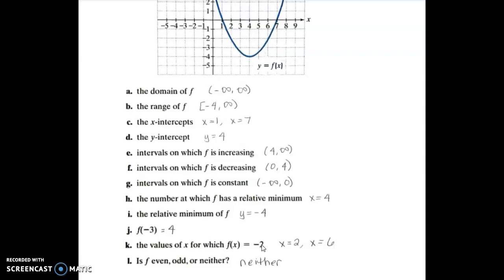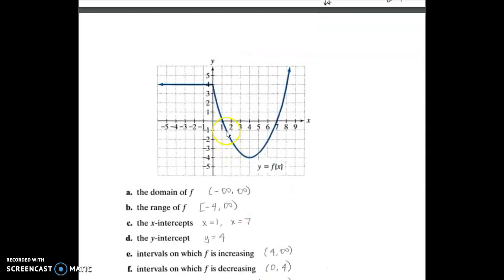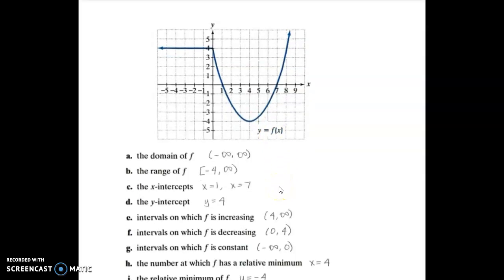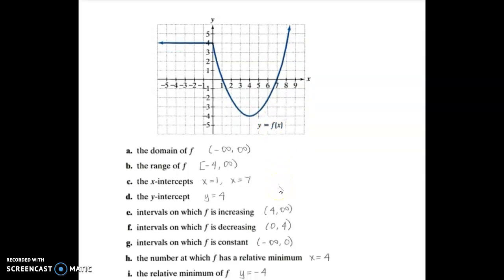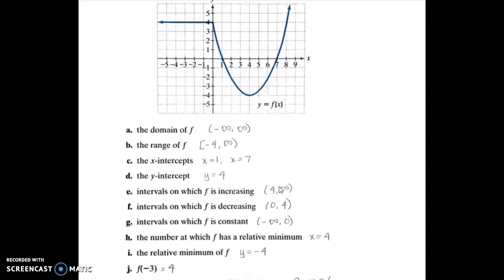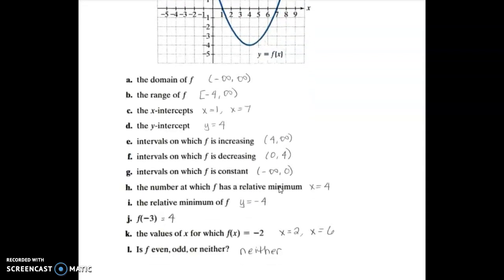And then the next part says is f even, odd, or neither. This one happens to be neither because if I fold on the y-axis, the two pieces are not the same, and they're not the same if I had 2 folds. This graph would not match up. This quadrant would not match up with something down here or vice versa. So this is neither origin symmetry nor y-axis symmetry, so this would be considered neither even nor odd.